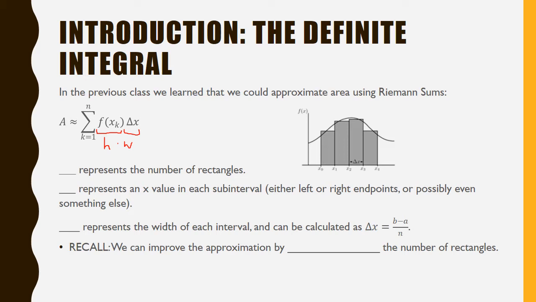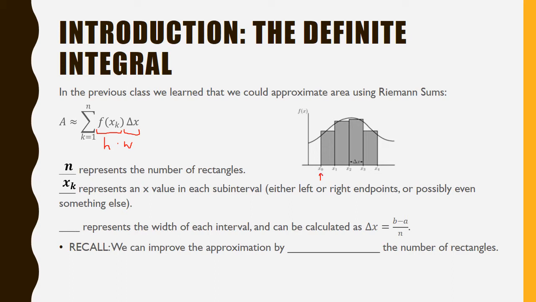Here, the number n represents the number of rectangles that we use, and we could use few or many. X sub k represents the x value at which the heights are determined. And there are different ways that we could choose those. For instance, in class we saw that we could do a left-hand sum.